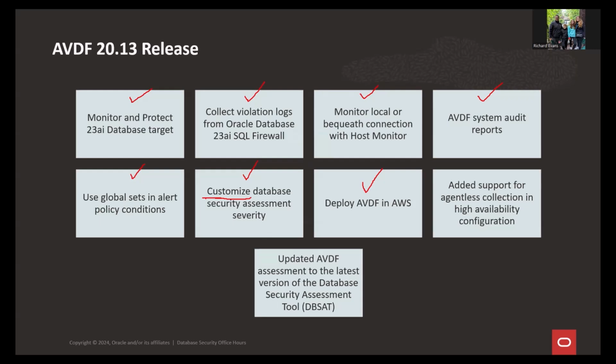So you can go to the Oracle eDelivery website, and the way you download the AVDF ISO, there you will find an image to download for AWS as well, and you can go and deploy that AVDF image on AWS itself, right? So that's something we have done.